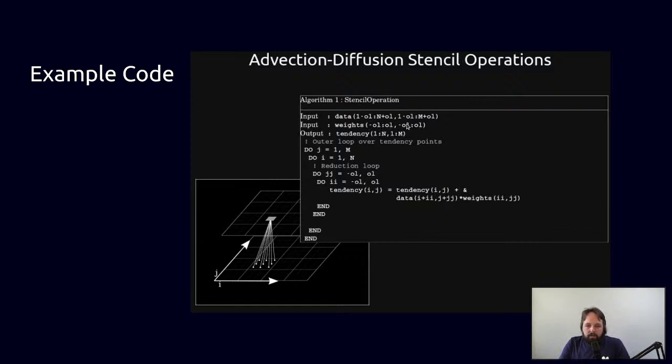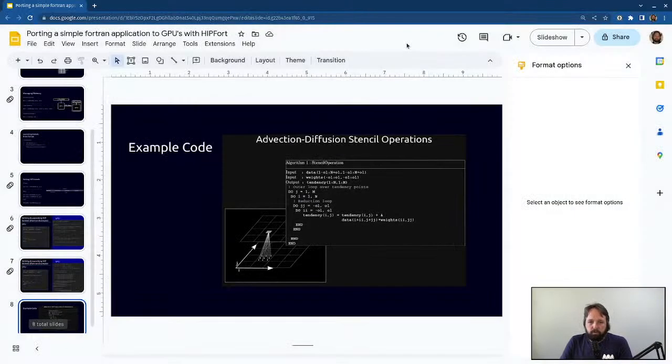Then we have our weights, which are very small in size, so minus OL to OL. Here that would be minus 1 to 1, minus 1 to 1, because we're sitting around that central point. And we accumulate the product of the data with the weights and store it in a new variable. So we loop over each point, I and J, from 1 to N, 1 to M, and then we do this sort of reduction over this tightly nested loop inside. This is the guy we're going to be focusing on quite a bit today. So let me go ahead and change gears here and get into the code.